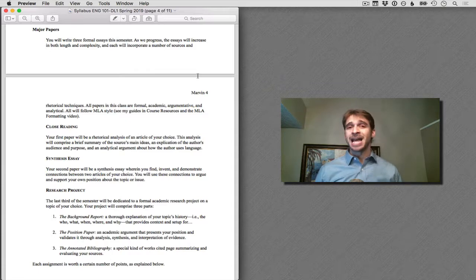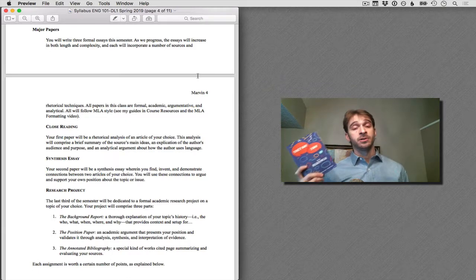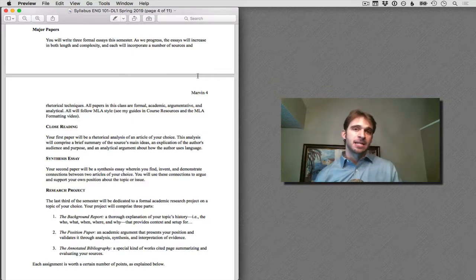And these are formal academic essays. And that's really what They Say, I Say is all about. It will teach you how to write in an academic way, which again, you may not have done up to this point, but we are here in a new course to learn new skills. All the papers that you write in this class will follow MLA style. I have a guide for how to do that in the course resources area, and I also have a video that will help you format your paper in MLA as well as construct your works cited page.